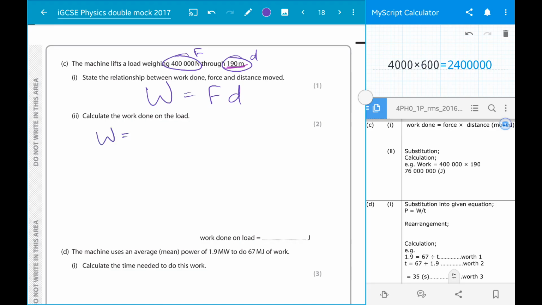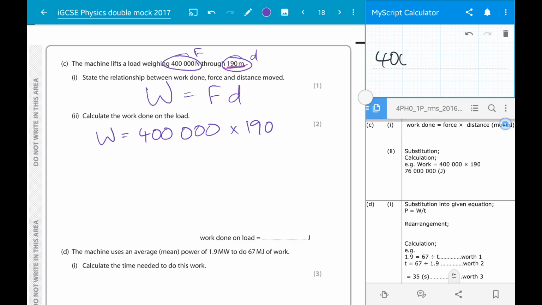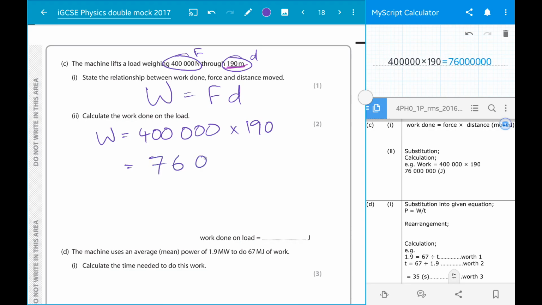Work equals 400,000 multiplied by 190. It's going to be a massive number. 76 million joules. So that's W for work, not W for watts. Sometimes people get confused. This is energy. Remember that energy and work are the same thing. So 76 million joules, or I could say 76 megajoules. And that gives me my answer.